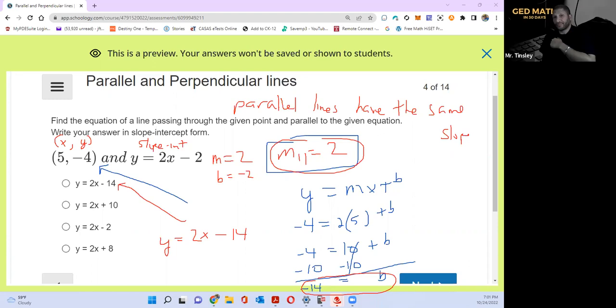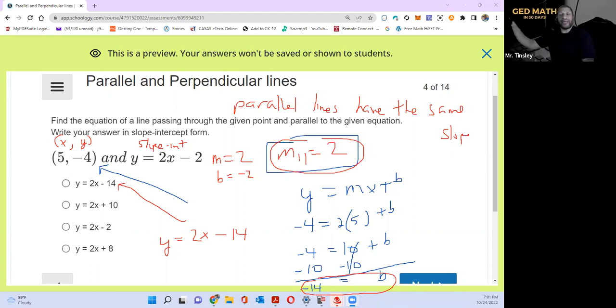Now, you know what I would have done? I would have looked at this question right there, and I would have picked y equals 2x minus 2. Okay, well, now you know how to do it from start to finish. So what you're going to do is this.